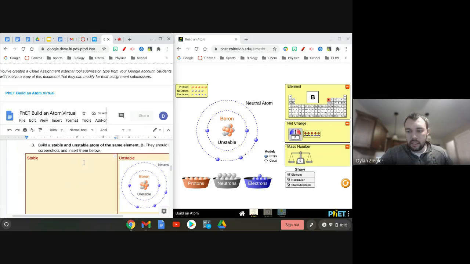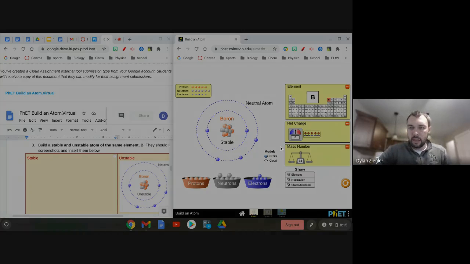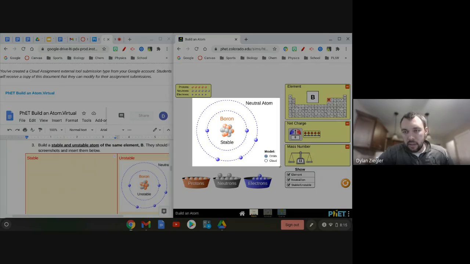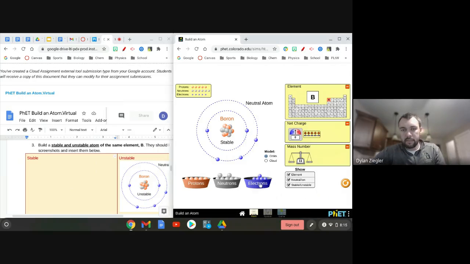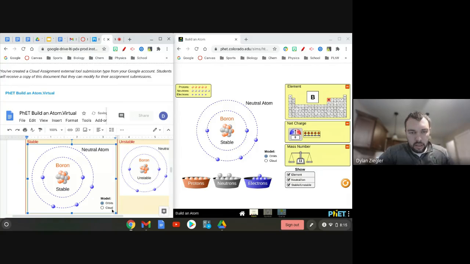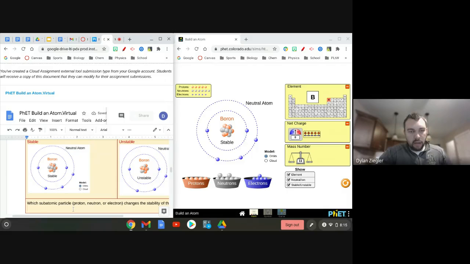And then stable, I got to make this stable somehow. So really, these neutrons are what's affecting if it's stable or unstable. So I could do this one, or I could do this one. Both are stable. I'll just do this one here. And I'll take a screenshot of this. I'm going to shrink this down a little bit just to make sure everything fits. Okay, and what subatomic particle is responsible for this? It's the neutron.